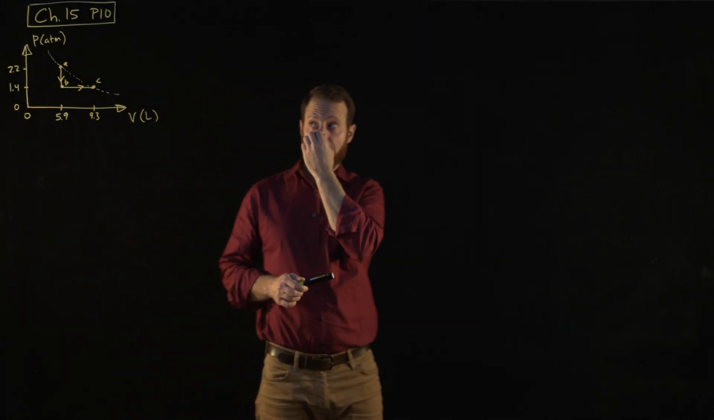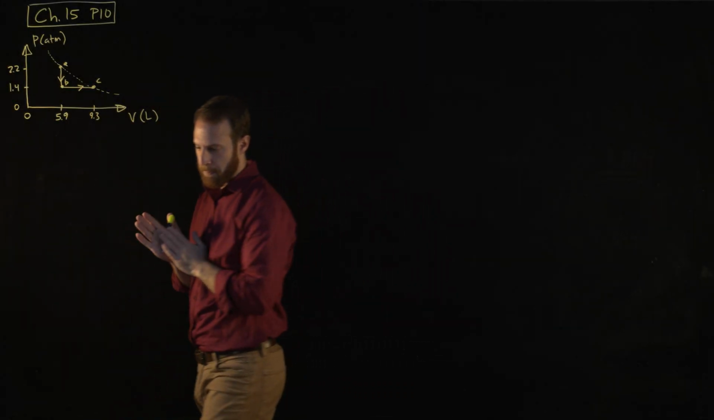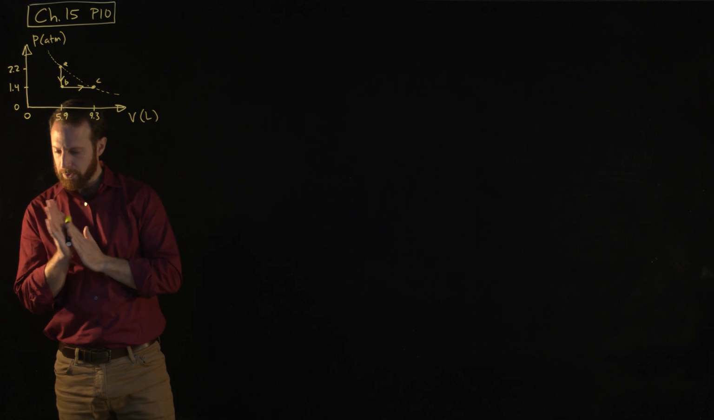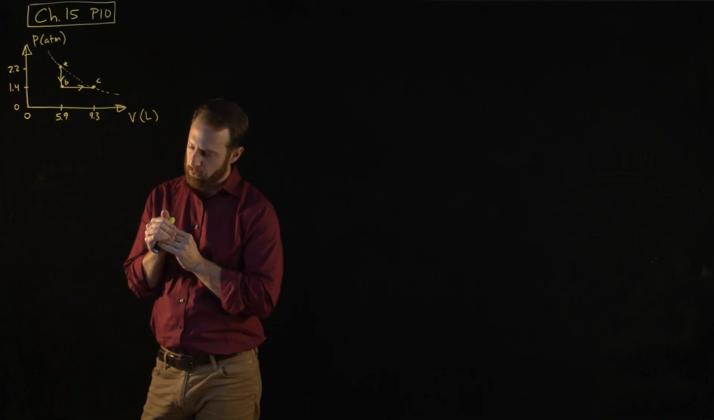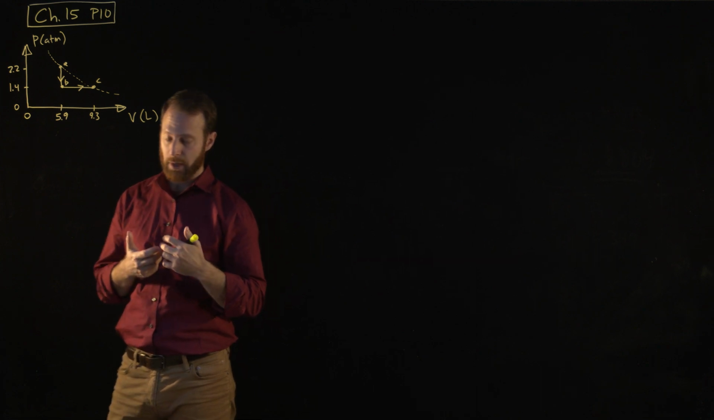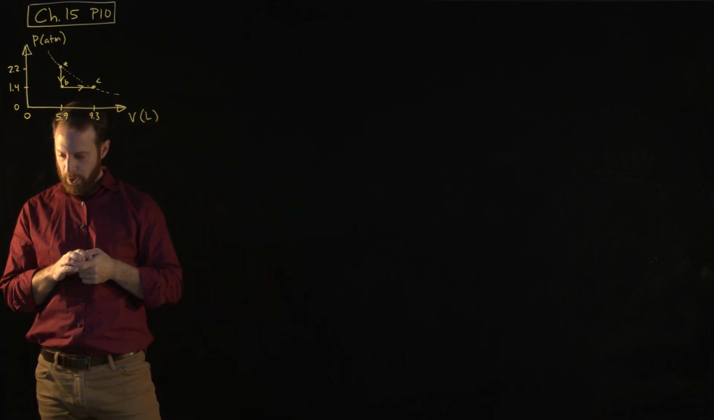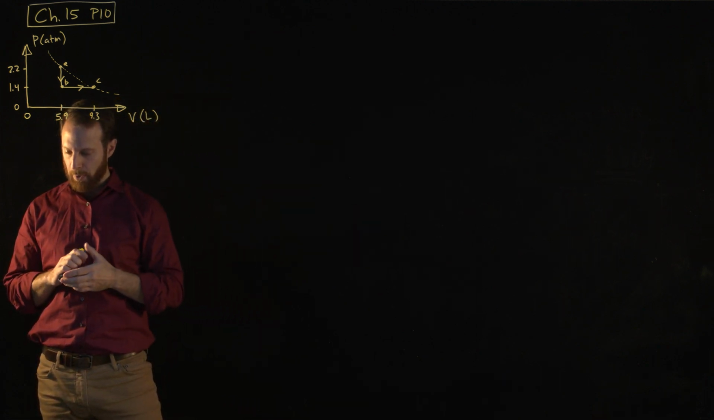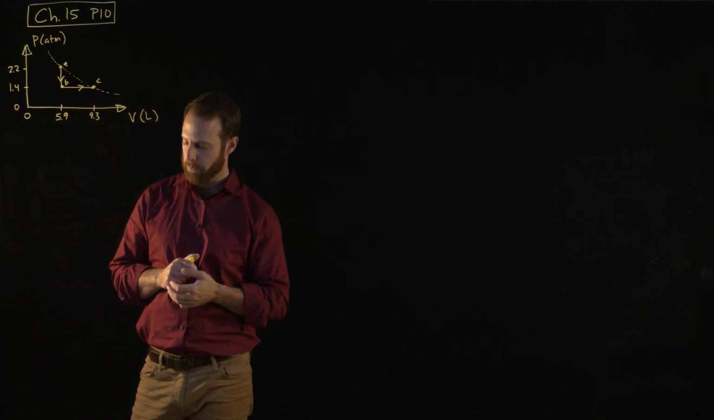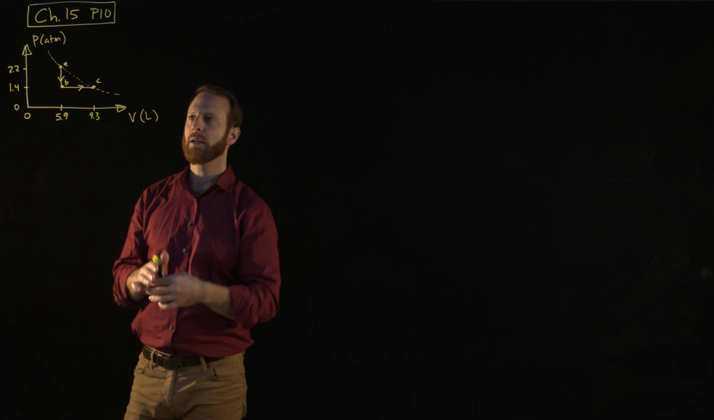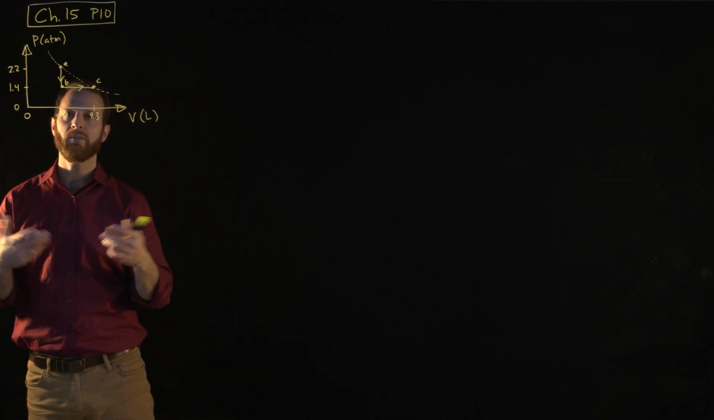Okay, so this is chapter 15, problem number 10. And it goes like this. Consider the following two-step process in which heat is allowed to flow out of an ideal gas that's held at constant volume so that its pressure drops from 2.2 atmospheres to 1.4 atmospheres. Okay, so all this is indicated on this pressure volume or PV diagram.